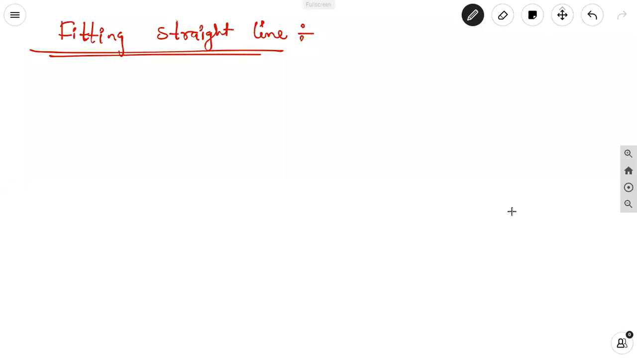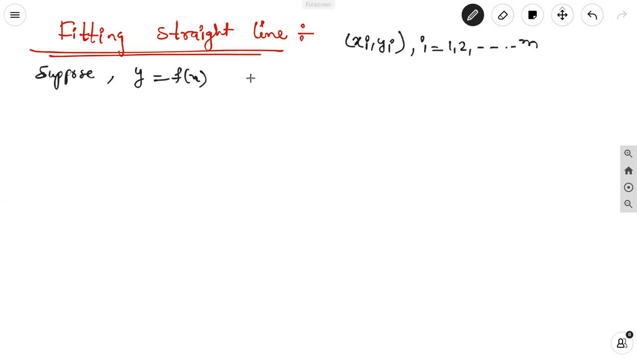Now we are discussing the least squares method to fit a straight line. How to derive it? First, we take the set of data points in the form xi, yi for i equal to 1, 2, 3, and so on up to m. Suppose the curve y is equal to f of x is fitted to the data.